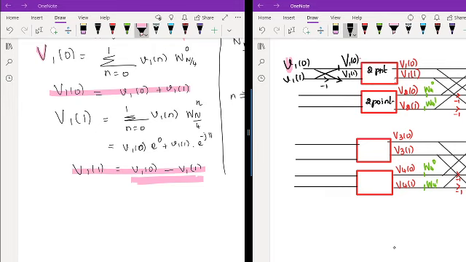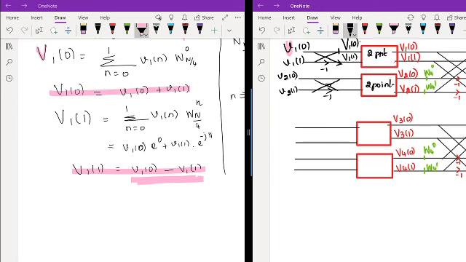Same thing you will get for the remaining samples, V2 of 0 and V2 of 1. When you are adding, you will get V2 of 0, and when you are subtracting, you will get V2 of 1. Again V3 of 0 and V3 of 1: when you are adding, you will get V3 of 0, and when you are subtracting, you will get V3 of 1. The same thing you can do with V4 of 0 and V4 of 1. When you are adding, you will get V4 of 0, and when you are subtracting, you will get V4 of 1.